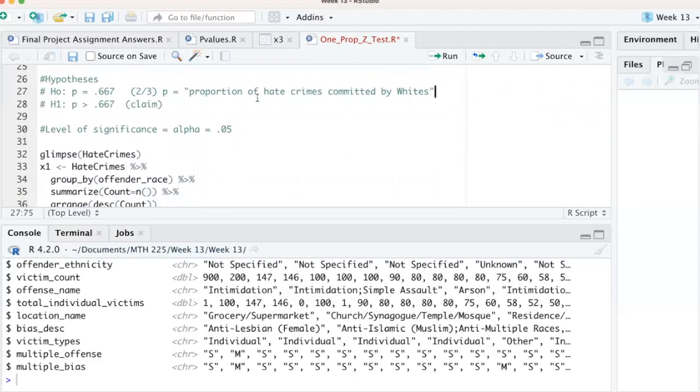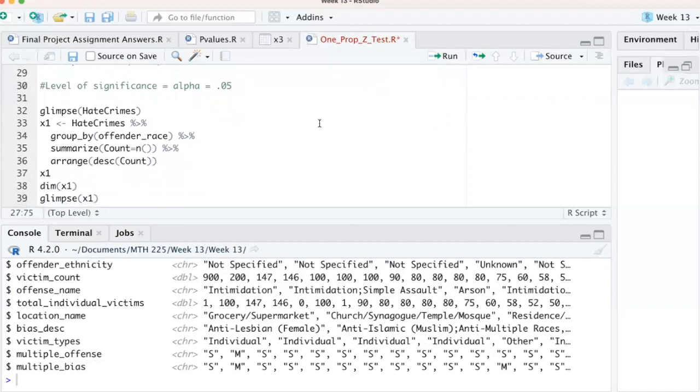So the claim is in the alternative hypothesis. Usually what we want to do, if the p-value is small enough, is reject the null hypothesis in favor of the alternative. And the alternative is what we generally want to show. It's generally our claim, but not always. In this case, it is. And the claim is that the proportion of hate crimes committed by whites is greater than 2/3. I'll write 2/3 as the decimal 0.667. We'll assume a level of significance, alpha, of 0.05.